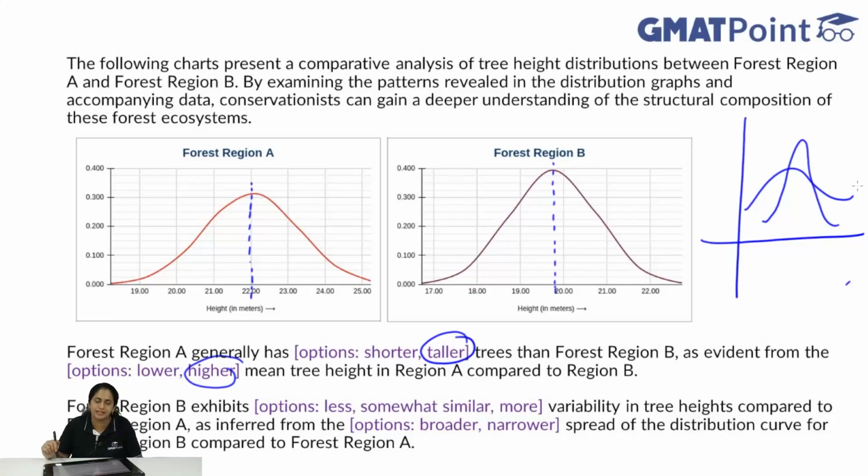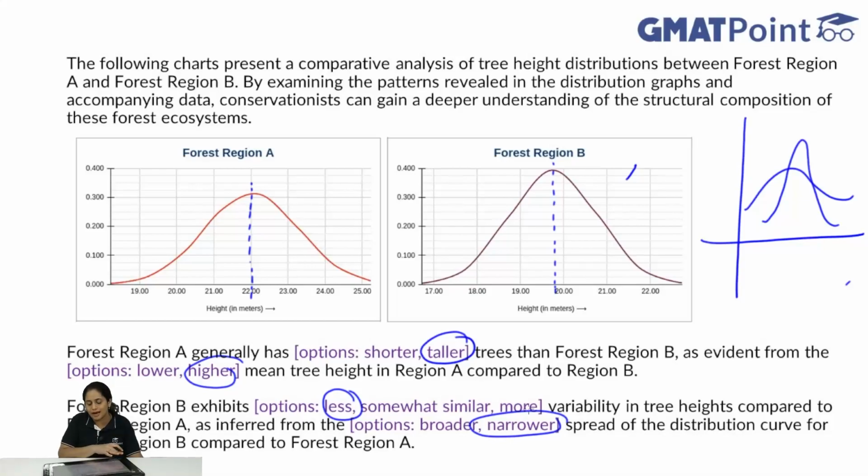So which will have lesser variability? B will have lesser variability. So B exhibits less variability in tree heights compared to forest region A, as inferred from the narrower spread. The narrower the spread, the lesser the variability. So from its narrower spread, we can say that B has lesser variability than the height variability seen in forest region A. So from the graph itself, we can read that and answer the questions.